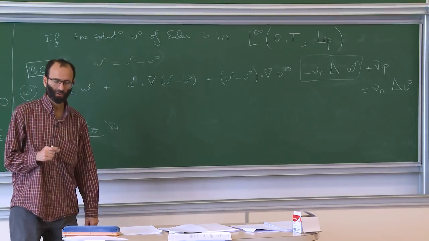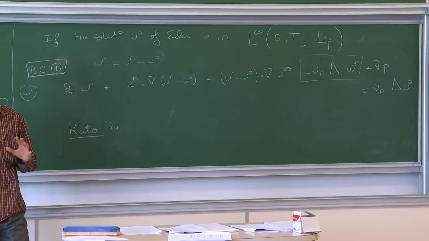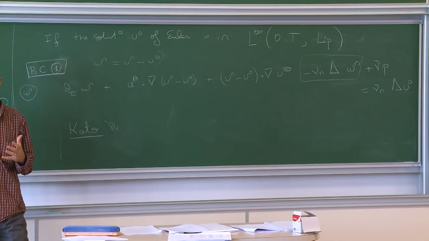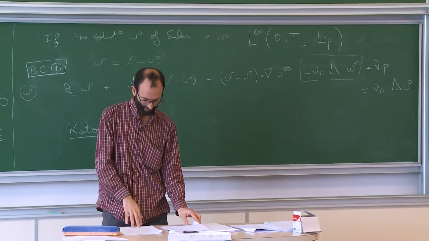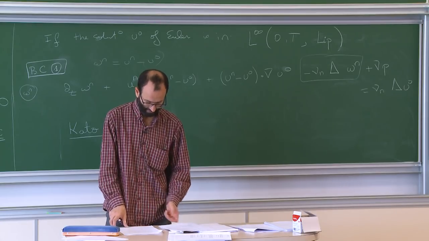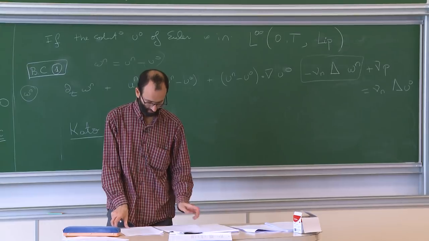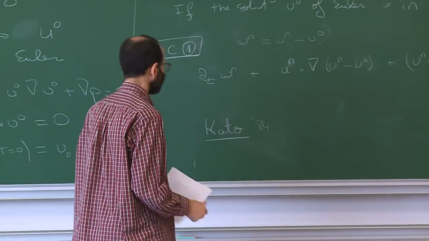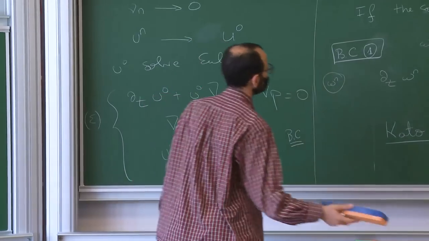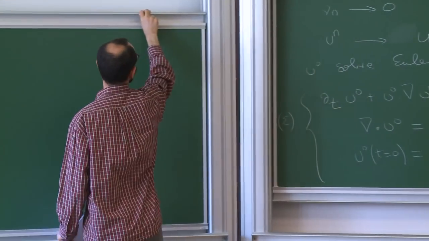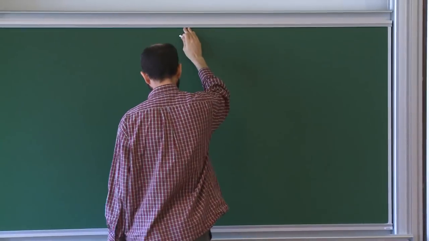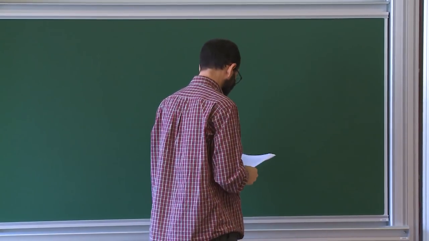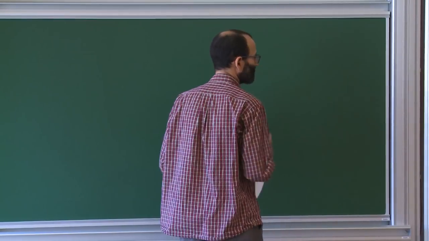Who proves somehow... it's more in the spirit of an if theorem. If something happens, then the convergence takes place. So let me mention this result. It's called the Kato criterion, and it has also a very nice physical interpretation. Actually, the physical interpretation of the result is very interesting. So the Kato criterion says the following.